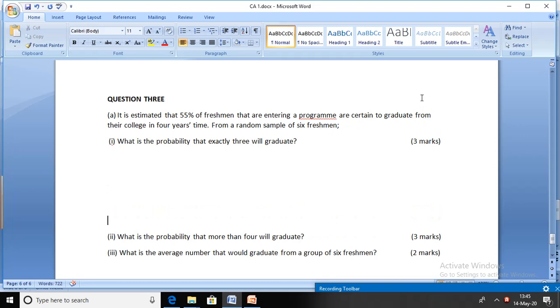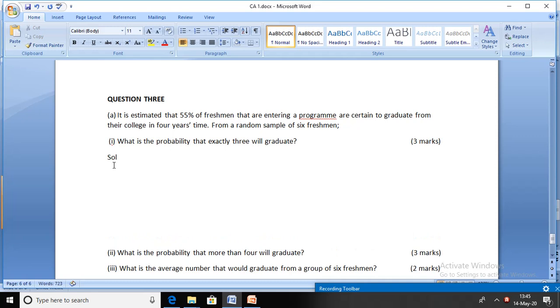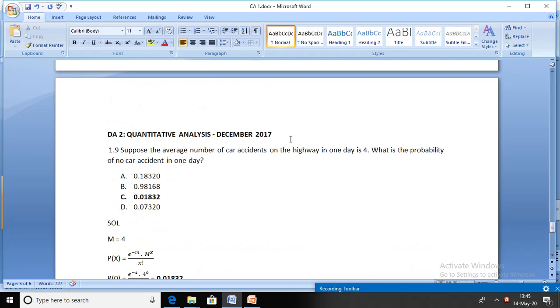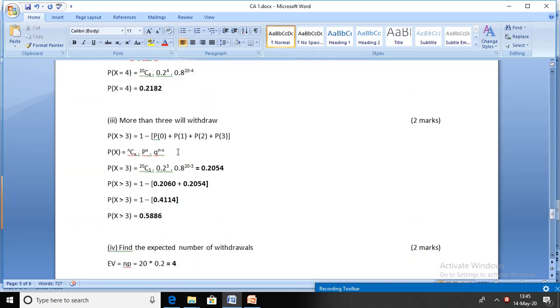Let's start with the first part of the question. Solution. What's the probability that exactly 3 will graduate? This is the probability of x equals 3. Where there is x, we'll put 3 in the formula. What's the formula for the binomial? Let me just copy down the formula for the binomial. The binomial formula is this one.